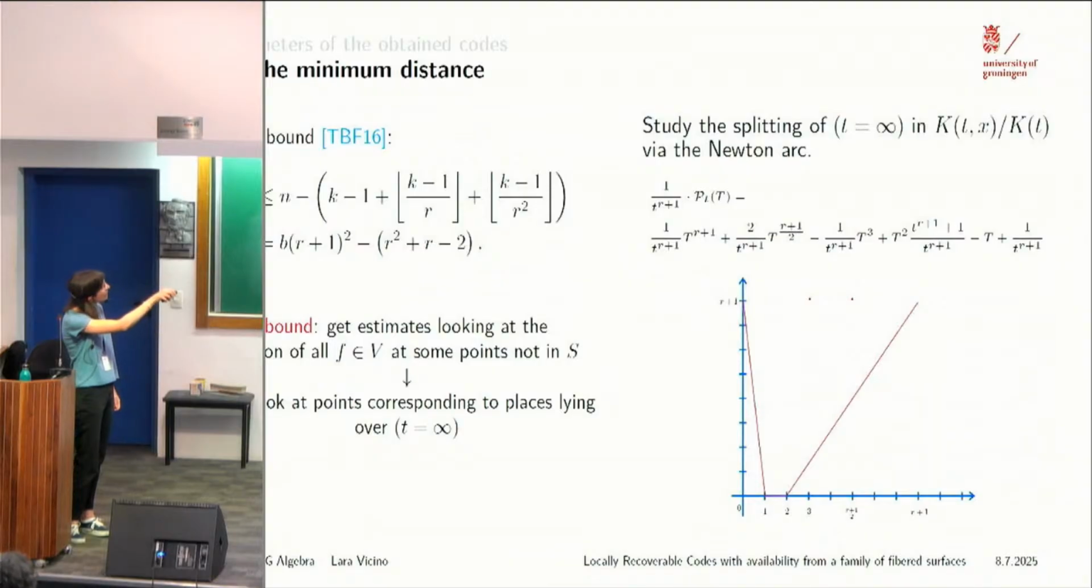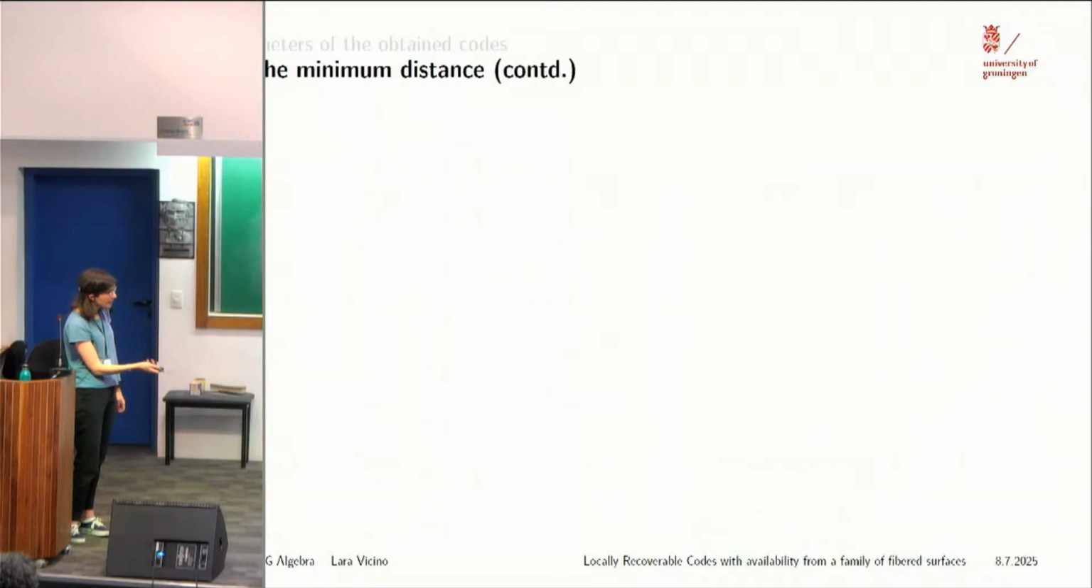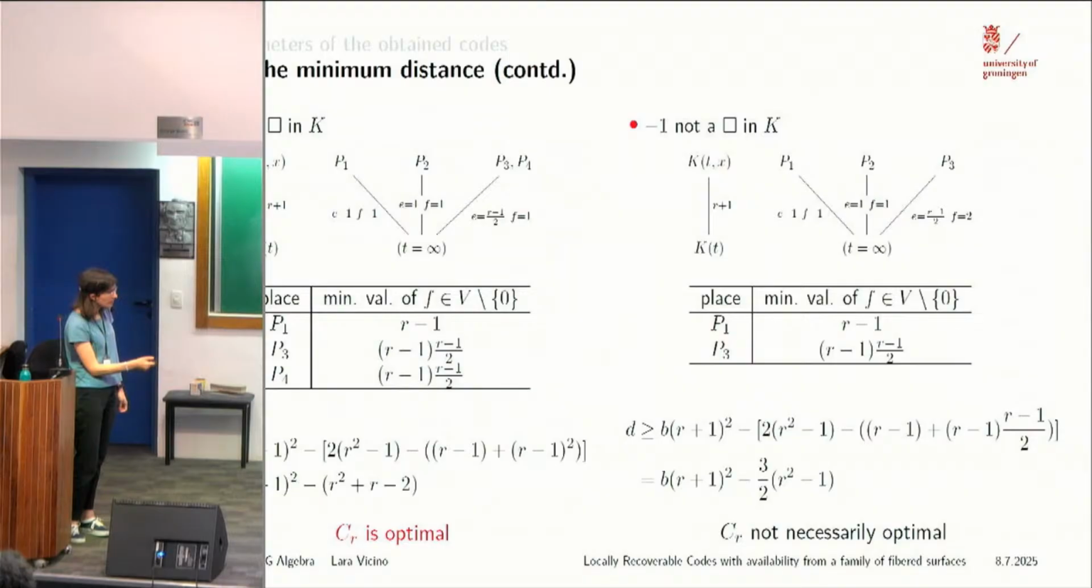And so we estimate how our functions vanish at the places that correspond to the pole of t. And this leads you to this picture, and I'm closing on this. So basically, we obtained some algebraic conditions, and the picture is the following. It turns out that if -1 is a square in the field K, then we end up with codes that are optimal with respect to the Tsfasman-Vlăduţ-Frolov bound. On the other hand, if -1 is not a square, then we end up with codes that are not optimal, but we are still able to give some sort of lower bound.